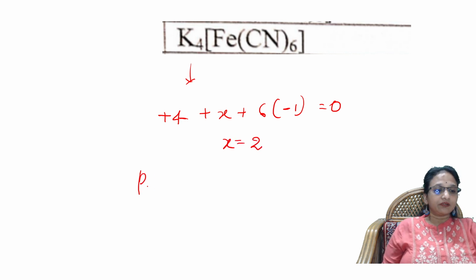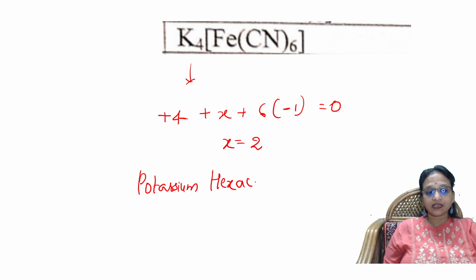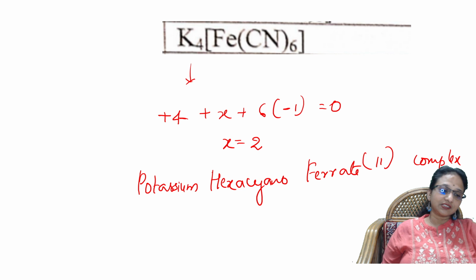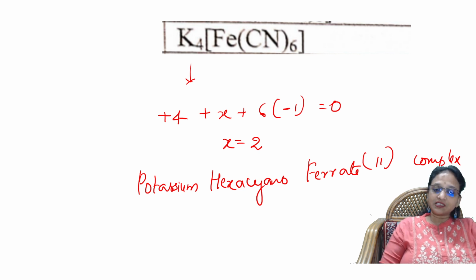Name it. Now it is potassium. How many cyanos are there? Hexacyano. It is which complex? Ferrate. How much is the oxidation state? 2. 2 complex. Easy, students? Easy. One more we will see.